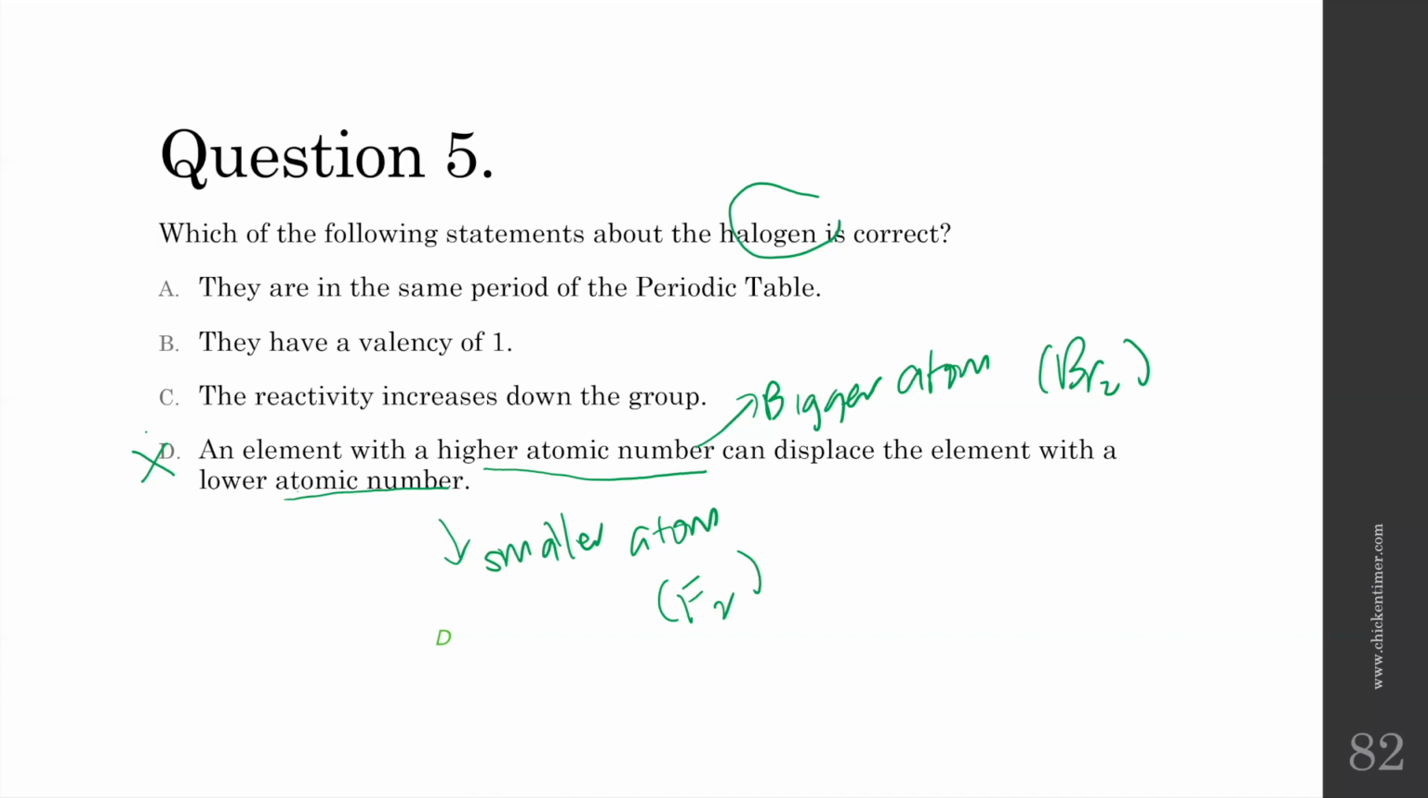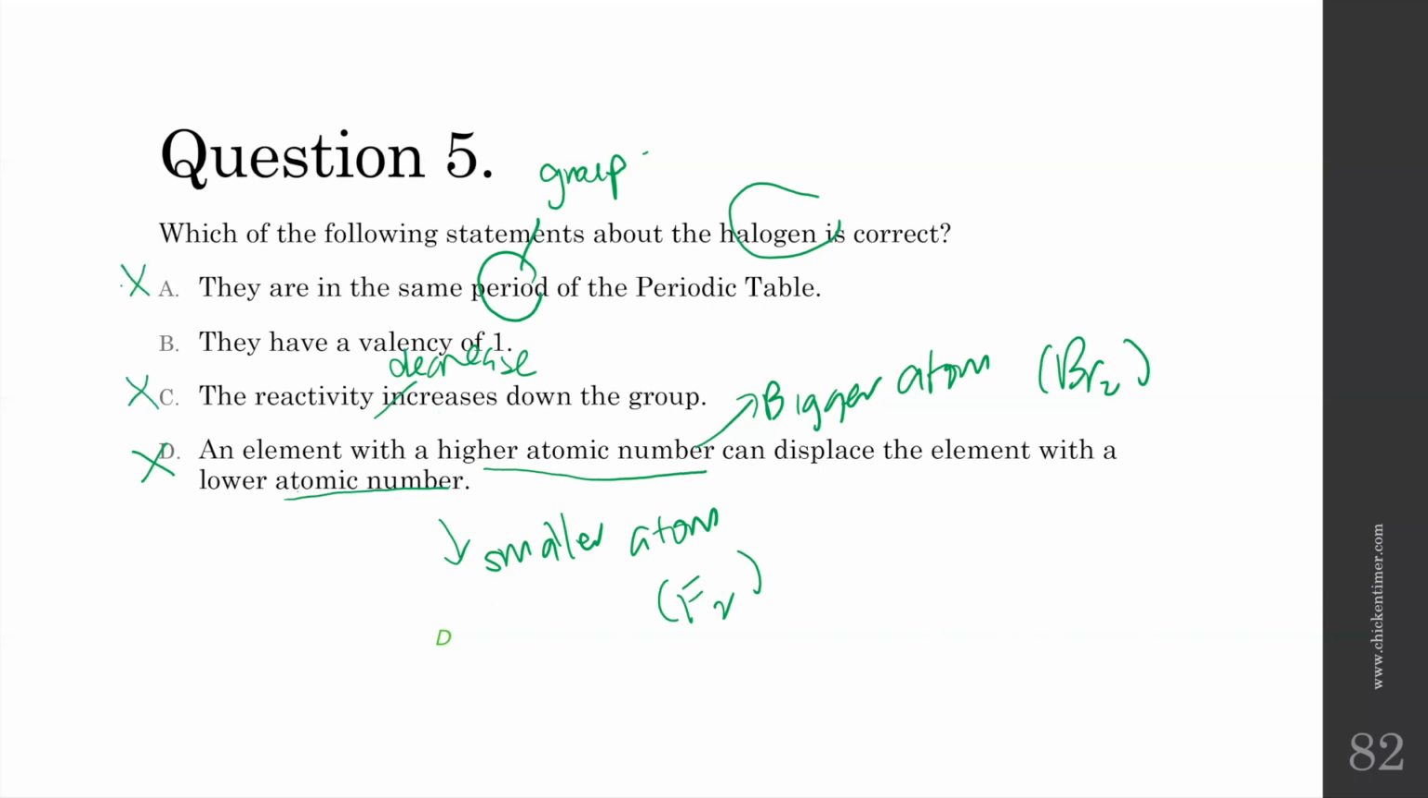We go through one by one. A, they are in the same period of the periodic table. Is it correct? Vertical are groups, horizontal are periods. Excellent. So they are in the same group of the periodic table. Then C, reactivity decreases down the group. You mentioned that already, so this is not correct also, right? So C is also out.